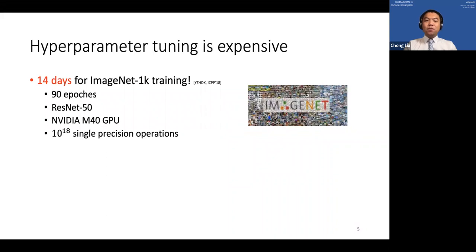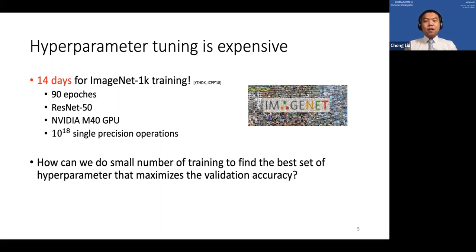If you want to do the training within 90 epochs, ResNet 50, NVIDIA M40 GPU, in total, it includes 10 to the power of 18 single precision operations, which is very, very expensive. Just to ignore the number of operations, in terms of time, it needs 2 weeks, right? And here is a key question.